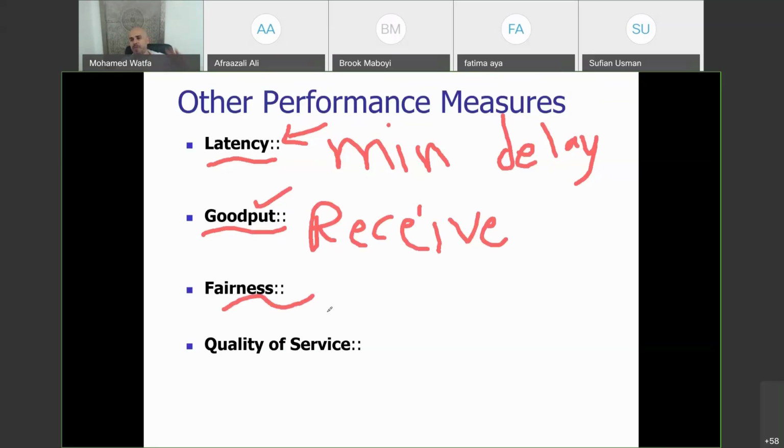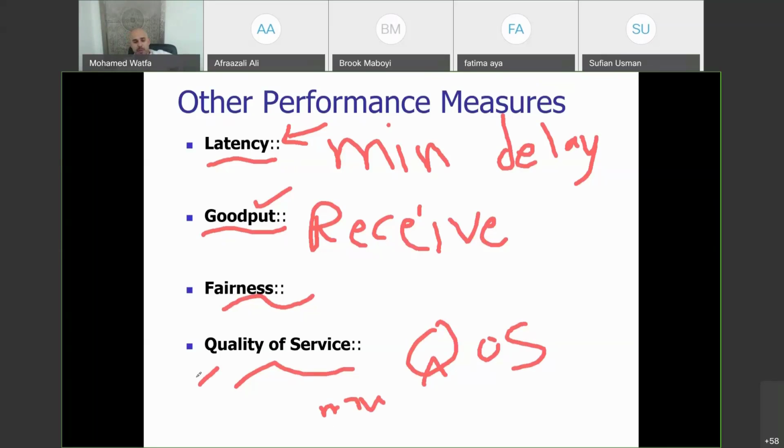Fairness, again, how fair am I? Some people look into it, meaning I don't want to use one router more than the other. I want to try to be as fair as I can be. We call this load balancing as well. And quality of service, QoS, is a general term. We use it for multimedia usually.